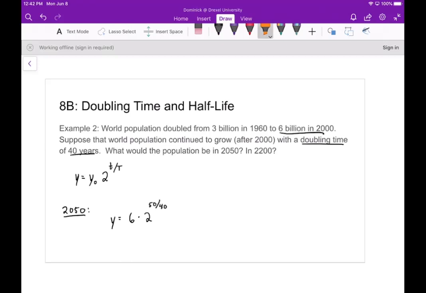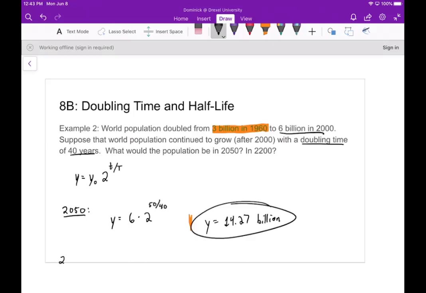You could have also done this by using 3 billion, but of course that would be in 1960, so then you would have to make your little t equal to 90, because it's 90 years from 1960 to 2050. But either way, you should end up with the same thing. If we do this, 6 times 2 to the 50 over 40, we're going to get that y is equal to 14.27. And of course, this is in billions.